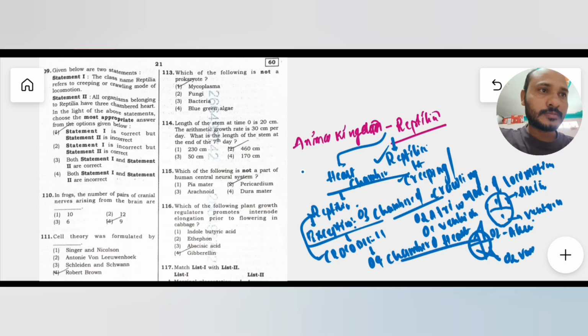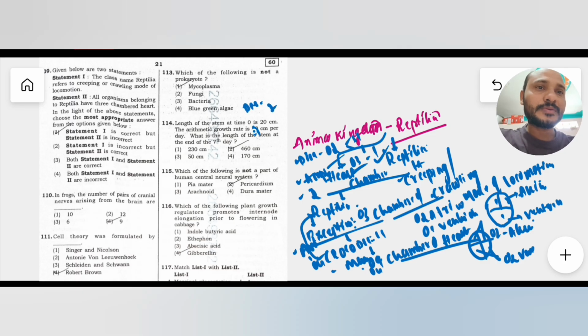We know that in different chordate classes, fishes have only two chambers of heart, one atrium and one ventricle. Amphibians have three chambers, meaning two atria and one ventricle. Reptiles also have three chambers. Amphibians and reptiles both have three-chambered hearts, but the exception is the crocodile, which has four chambers. After reptiles, Aves or birds have a four-chambered heart, and mammals also have four chambers. But remember, in reptiles mostly a three-chambered heart is present, with the exception of the crocodile, which has four chambers.